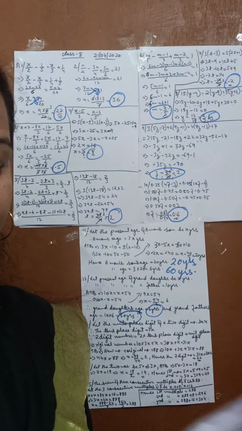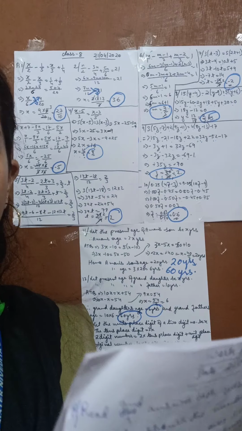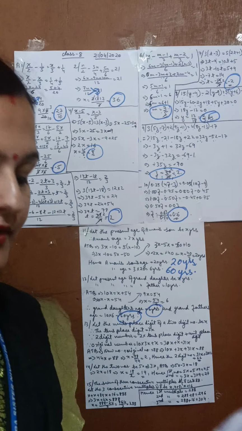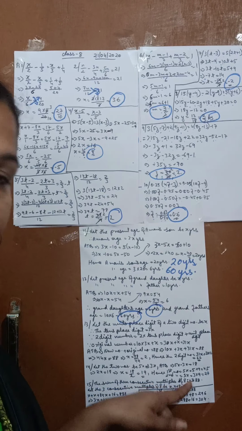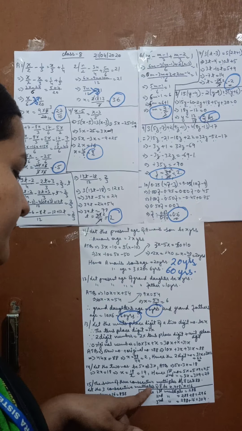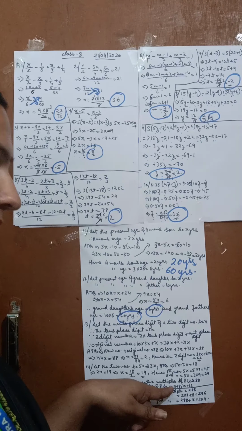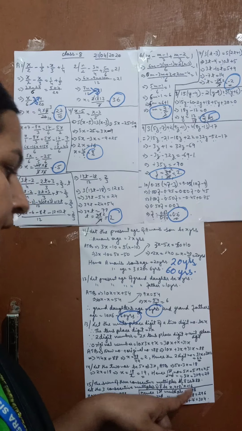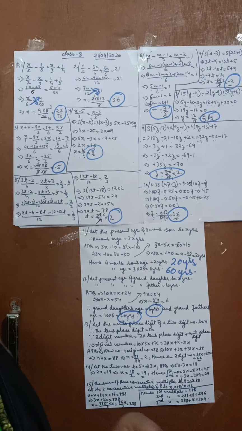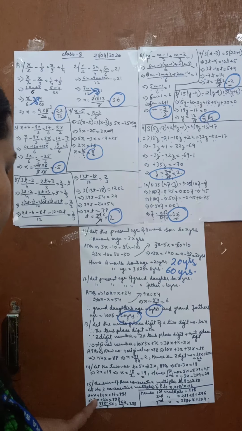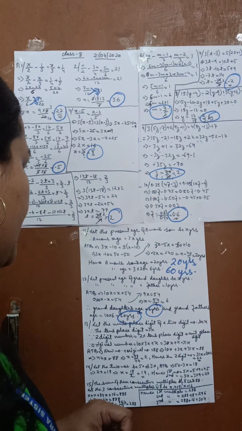The sum of three consecutive multiples of 8 is 888. Find the multiples. So let the three consecutive multiples of 8 be as follows: first one is x, second one is x plus 8, and third one is x plus 16. So x plus x plus 8 plus x plus 16 is equal to 888 according to the question. So after that we'll add all the values of x, that is 3x plus 24 is equal to 888.